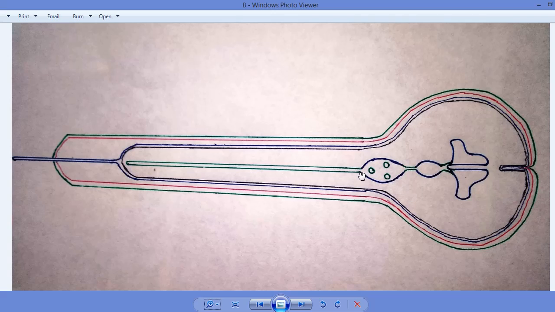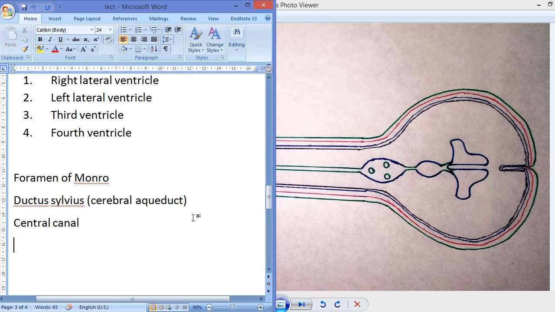There are three holes in the fourth ventricle: two lateral foramina and one central foramen. The lateral foramina are called foramen of Luschka. These two are called foramen of Luschka, and this one is called foramen of Magendie. I'm going to write the names: foramen of Luschka and foramen of Magendie.